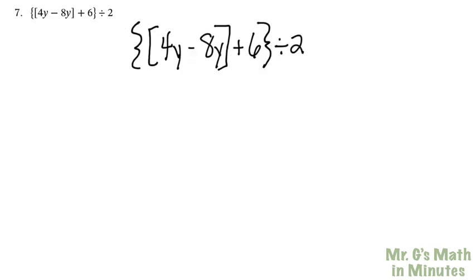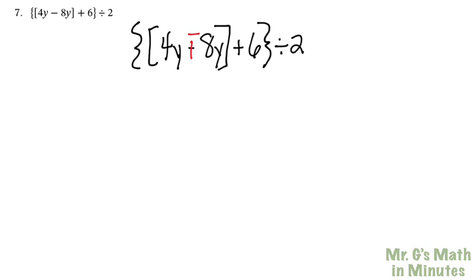And then our last problem, number 7. Again, pause it, try it. And now we're working it. We only have one minus sign here, so turn that into a plus. This becomes a negative 8y.